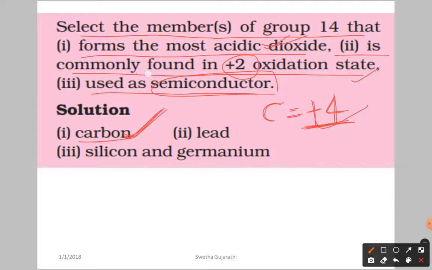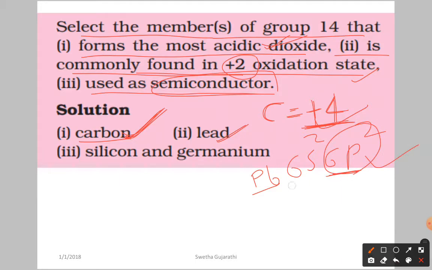Next, commonly found plus 2 oxidation number is lead. Why? Because if you take lead here, the outermost electronic configuration is 6s2 6p2, isn't it? Because of the inert pair effect, only the 6p2 electrons participate, not the 6s2. So the stable oxidation state for lead is plus 2 only.